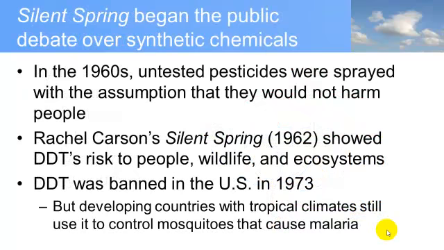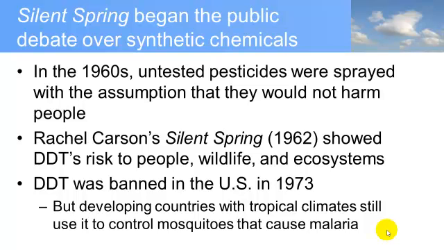Up until the 1960s, many untested pesticides were sprayed with the assumption that they were harmless to people, which is kind of ironic considering that these chemicals were manufactured for the purpose of killing things. So maybe it was a little naive for people to assume that just because a little bit kills bugs, that doesn't mean a lot might make people sick or something like that.